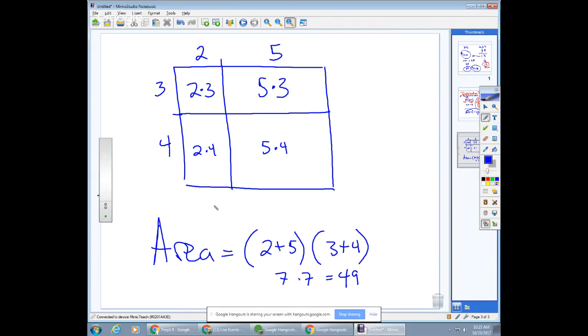So if I add up all those smaller rooms, we have the 2 by 3 room, which is 6. We have the 2 by 4 room, which is 8. And we have the 5 by 3, which is a 15 square unit room. And we have the 5 by 4, which is a 20. See if we can add those up. 14 and 15 is 29, and another 20 is 49. And so the bottom line is this 2 had to be distributed over to the 3 and the 4, and that's what we see happening right there.